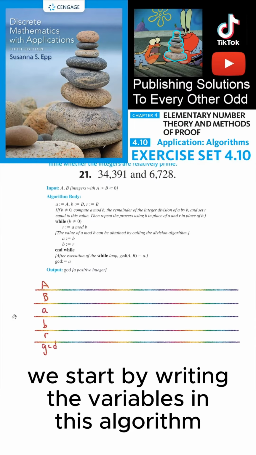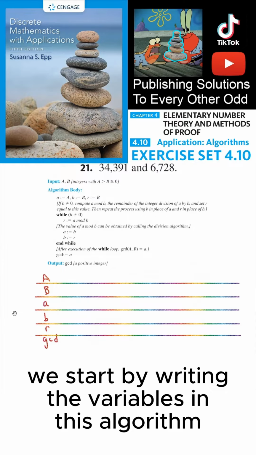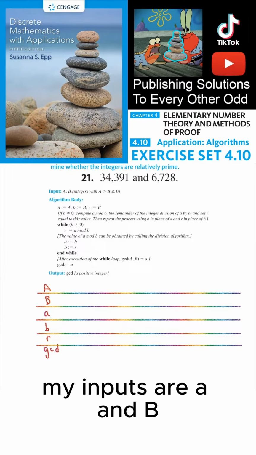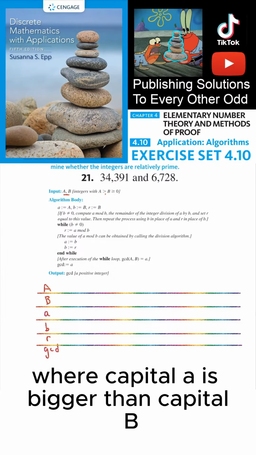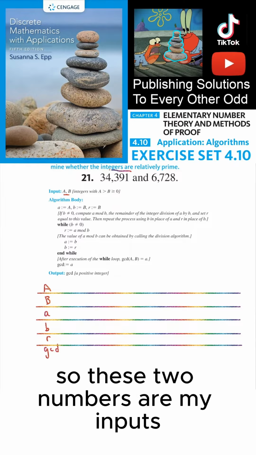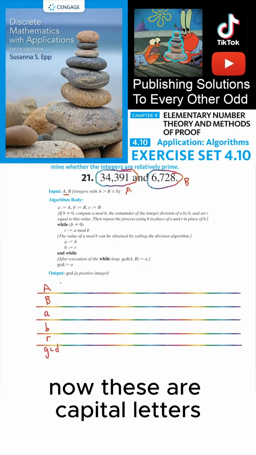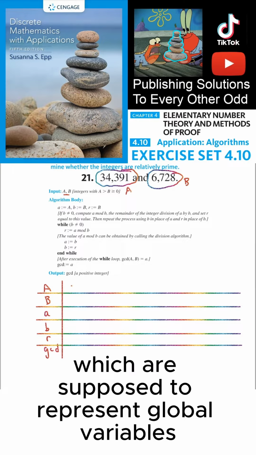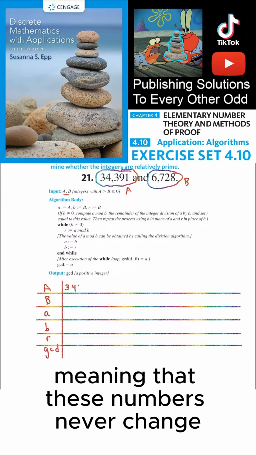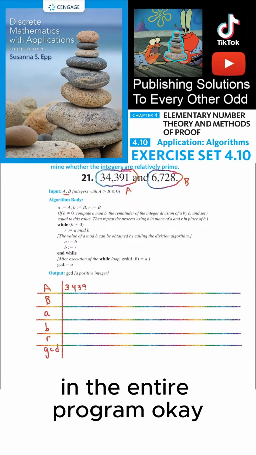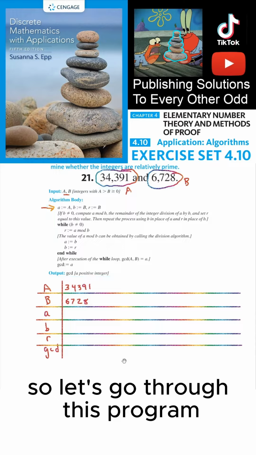We start by writing the variables in this algorithm. In this case, my inputs are a and b, where capital A is bigger than capital B. So these two numbers are my inputs, and the bigger number has to be capital A. Now, these are capital letters, which are supposed to represent global variables, meaning that these numbers never change in the entire program. Okay, so let's go through this program.